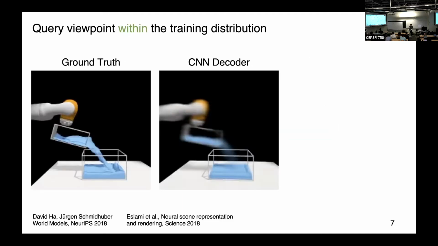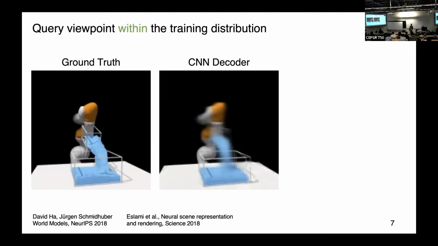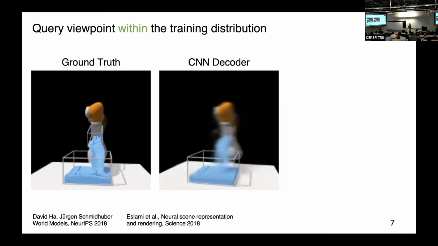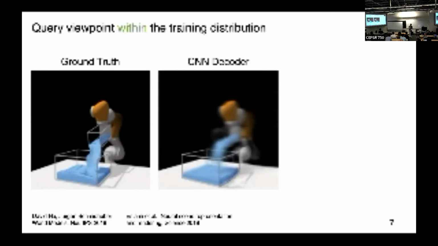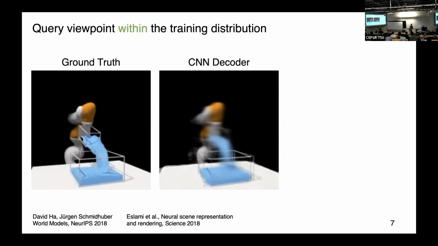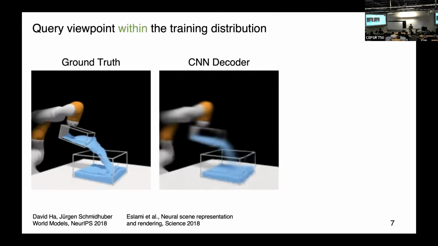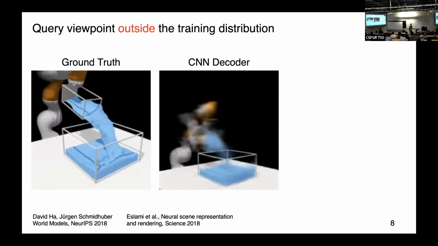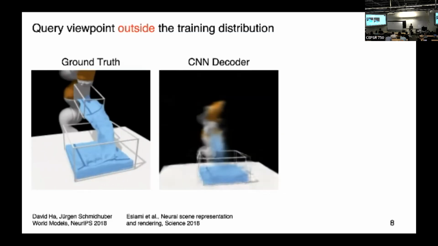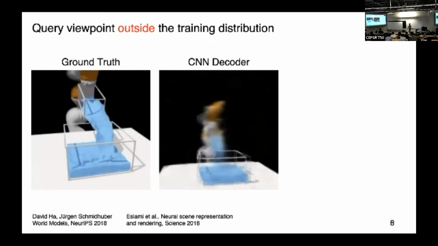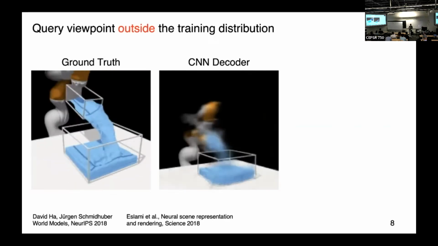And here is how it looks. On the left is the ground truth visual observation. In the middle is how it is decoded from this CNN decoder. If the camera viewpoint is within the training distribution, you can see the CNN decoder is actually doing a reasonable job. But as soon as the camera query viewpoint is outside the training distribution, the method is not doing very well when compared to the ground truth. It actually retrieves some nearest neighbor images from the training set.